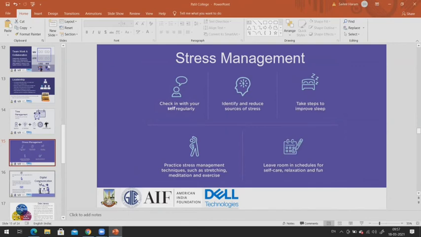So as you can see in the image, you need to check in regularly with yourself. You need to identify what are your sources of stress. Take steps to improve your sleep, because that's how you manage your stress. You practice stress management techniques. You meditate, you exercise, you do whatever feels good for you. And also you leave in some time for self-care and fun. This is also what we spoke in time management as well. So all of this goes hand in hand.